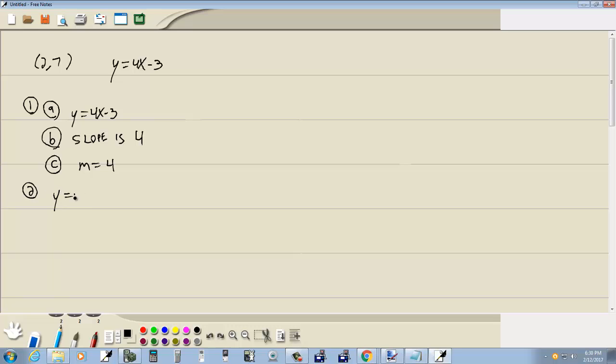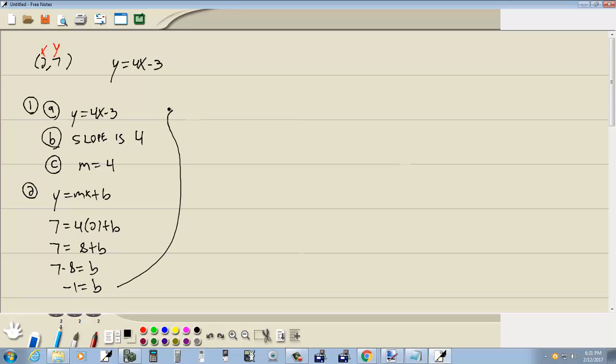Step 2. Plug in the given point for x and y. They're giving us a point, so that's a specific instance. And we'll plug in the m we just found, which is 4. So y is 7, m is 4, x is 2, plus b. And then we want to solve for b. 4 times 2 is 8. Take the 8 over, becomes a negative 8. And we get b is equal to negative 1.